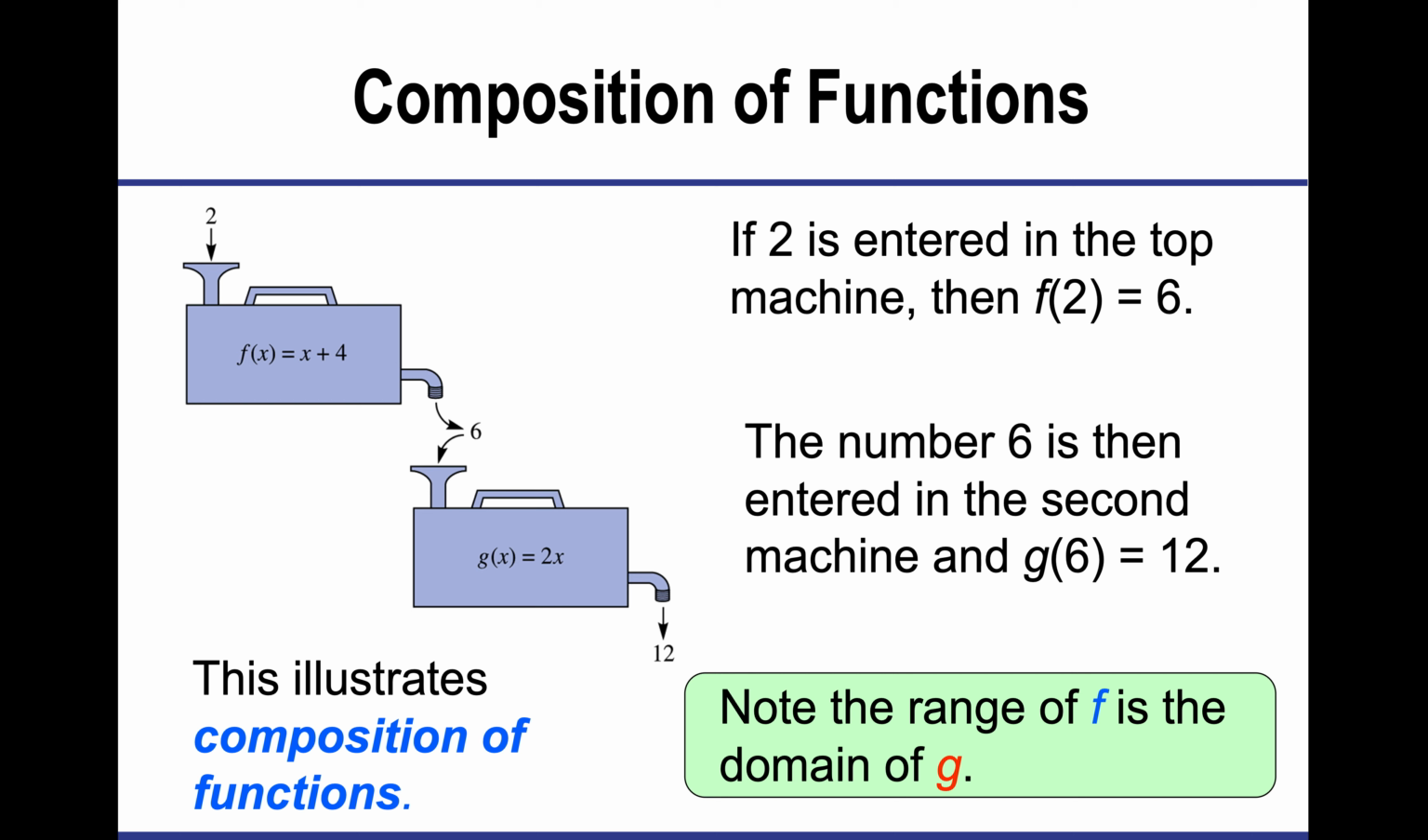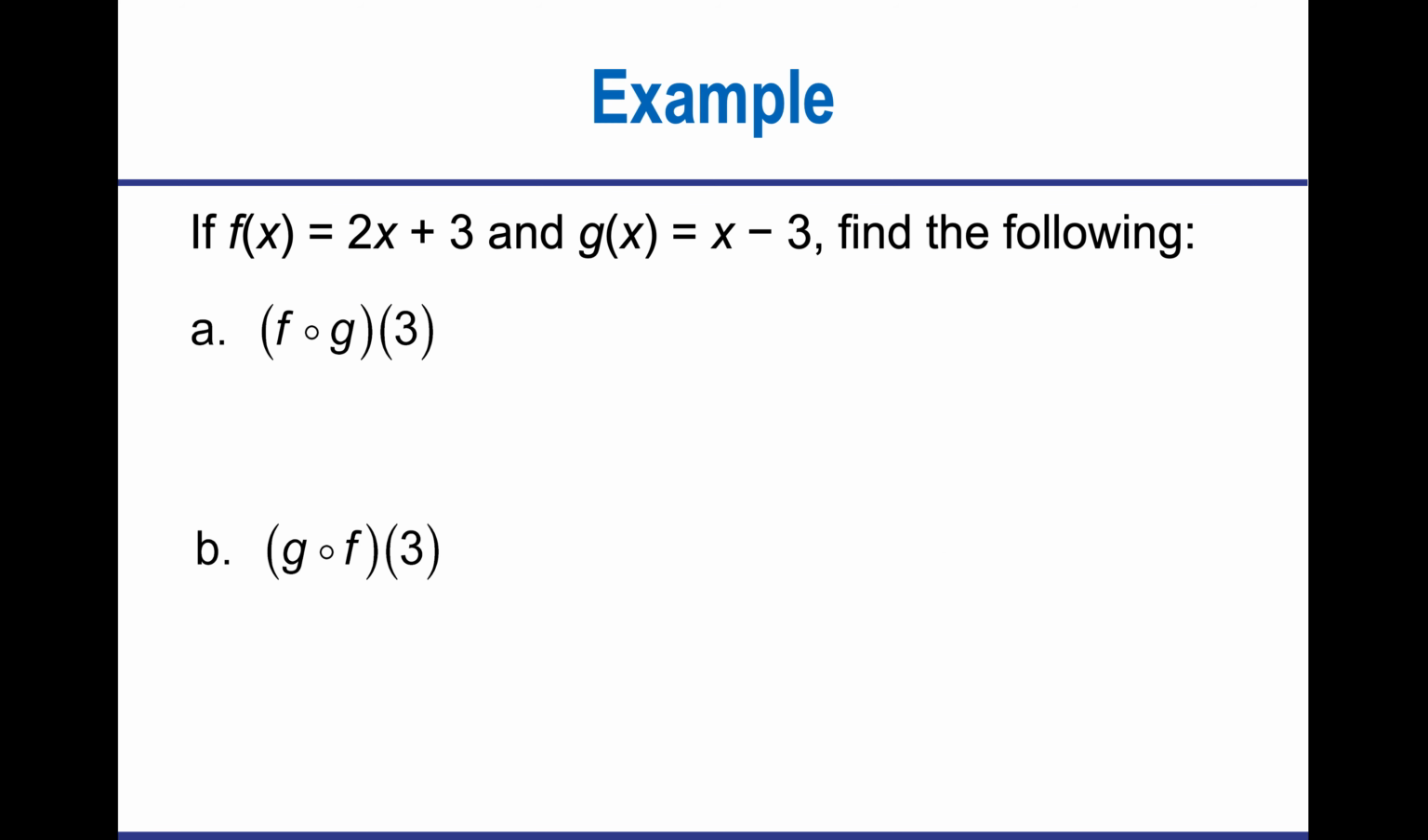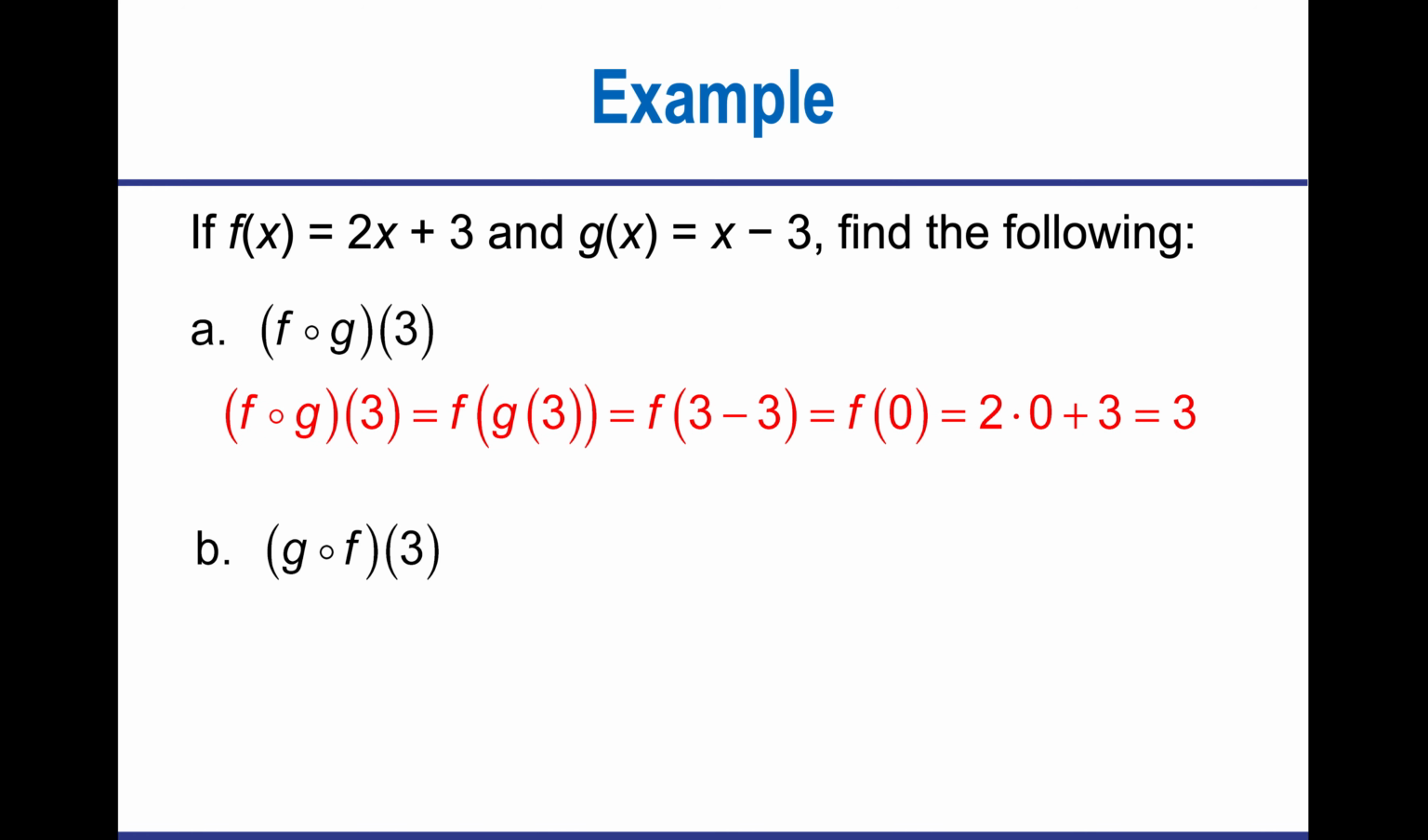You should also notice the range of f is going to be the domain of g because you're plugging in what you get out. So composition of functions is shown with this open circle. A lot of students mistake this open circle to be multiplication. It is not multiplication. This is a composition, which means you're going to plug 3 into the g equation first. You're going to get that answer, and then you're going to plug that answer into the f equation.